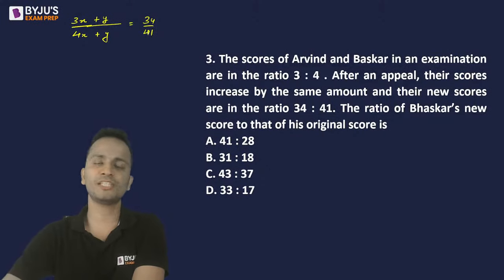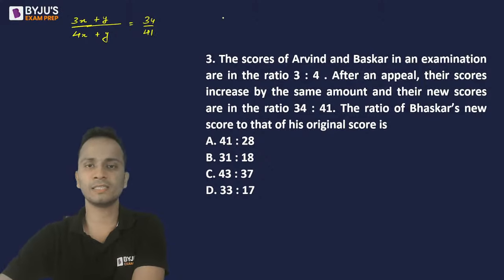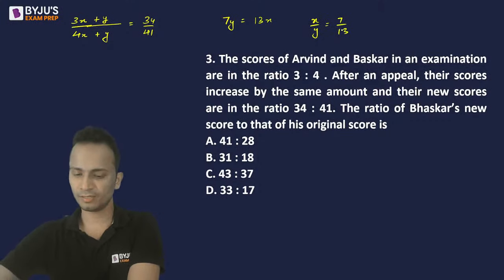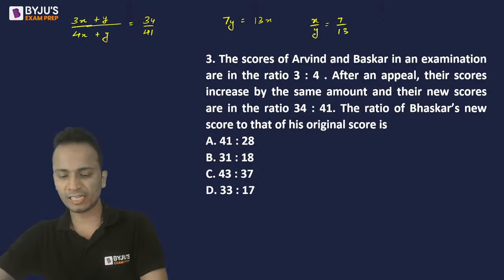We'll have to find out the relation between x and y. There is nothing in this question. So let's start solving this. So doing cross multiplication, 41y minus 34y, that is 7y is equal to 34 into 4, 136 minus 123, that is 13x. So the value of x upon y is equal to 7/13. All right.